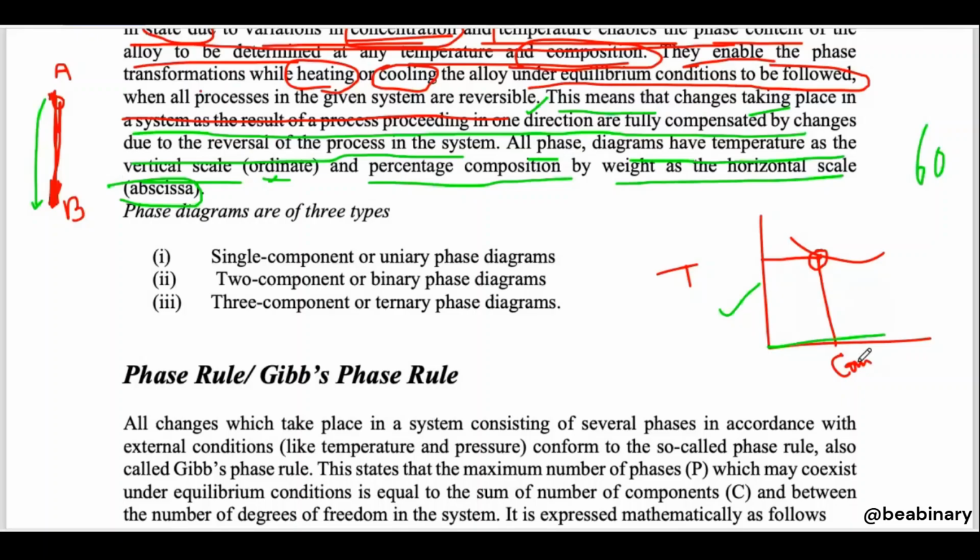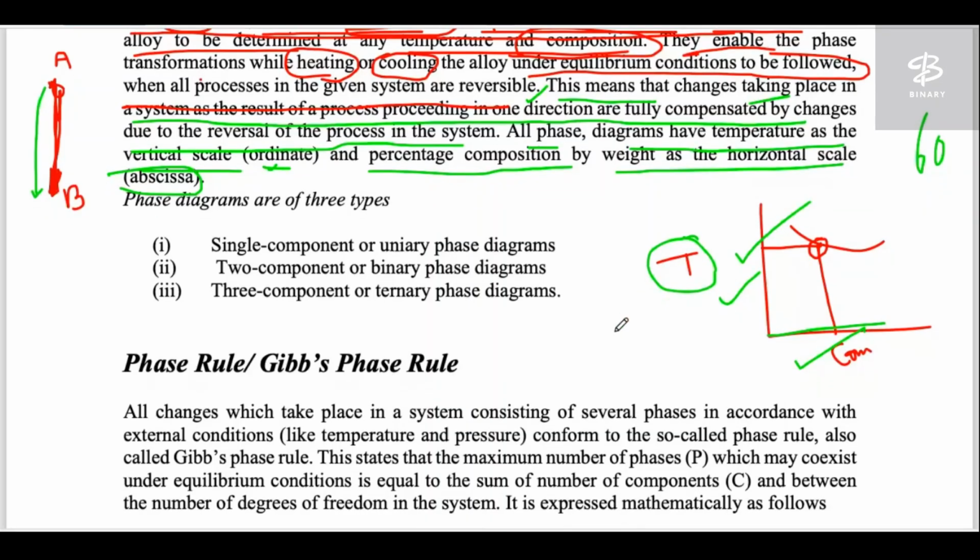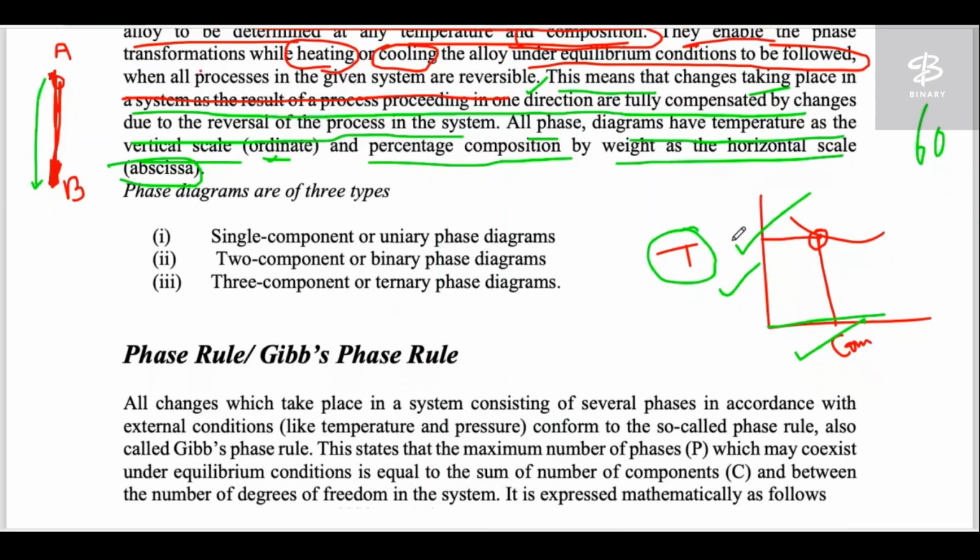So what you need to define in a phase diagram: on the x-axis, or abscissa, you have the composition percentage by weight, not by volume, by weight. And if you talk about the y-axis, then we have the temperature in centigrade or Kelvin, depending on your condition. Most of the time, it is given in centigrade, but you could have it in Kelvin as well. That doesn't affect your diagram.